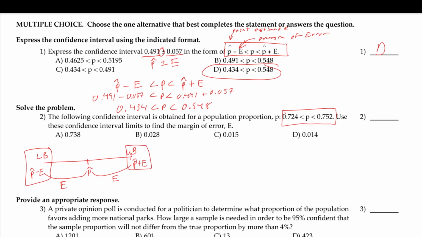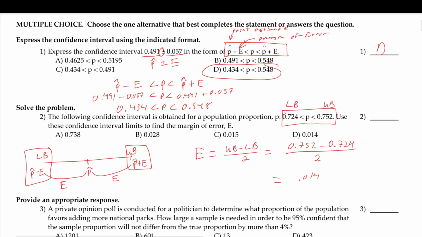Correct? So in order to get the margin of error, the formula for that from the notes is your upper bound minus your lower bound over 2. So in our case, this is our lower bound, this is our upper bound. So we have 0.752 minus 0.724. And if you were to subtract those and divide those, you would get 0.014. Okay. And that's answer choice D also.